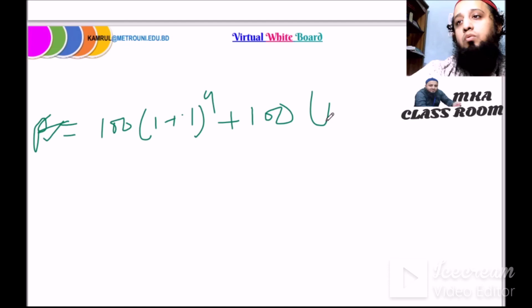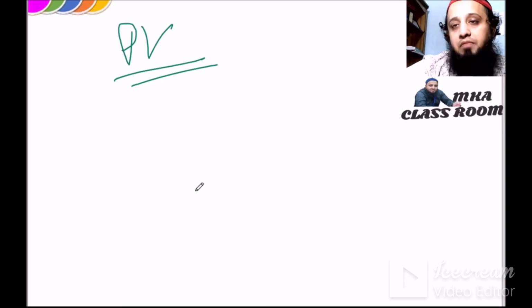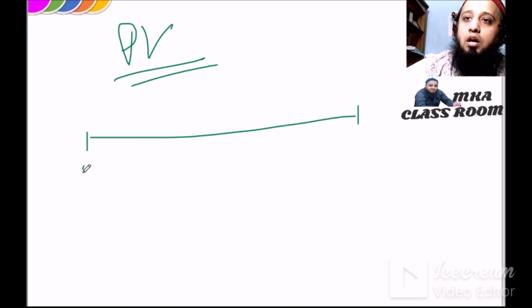So, in this way you can solve the annuity problem by timeline method and by using the formula method. Here we saw the future value of ordinary annuity and future value of annuity due. Now, we will see the present value of annuity. For present value of annuity, we will use the same example to better understand our problem.